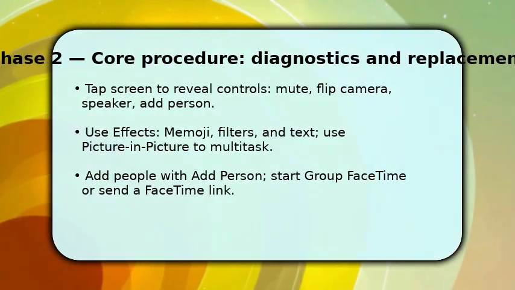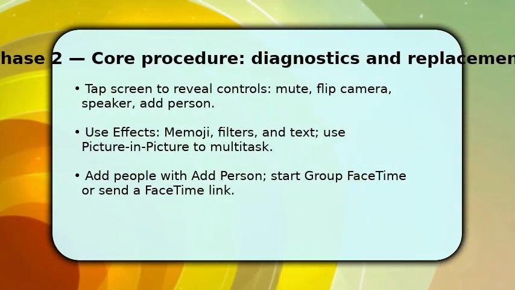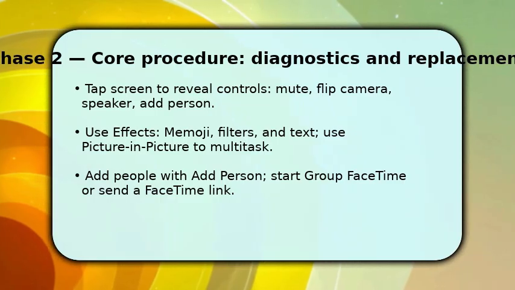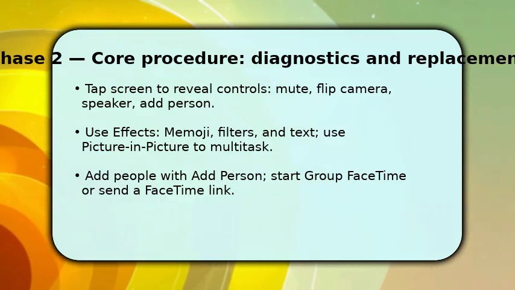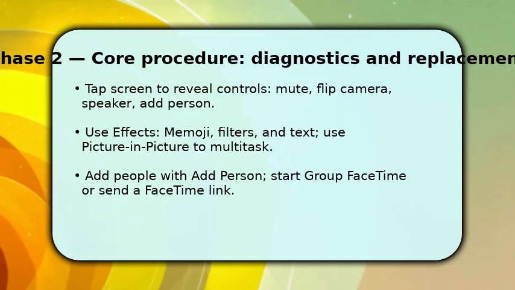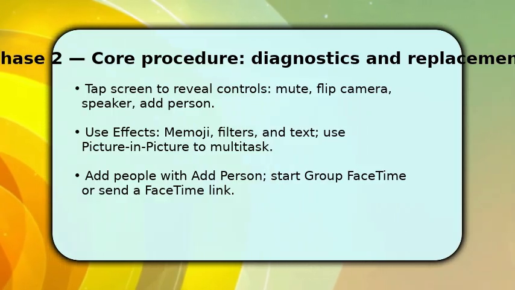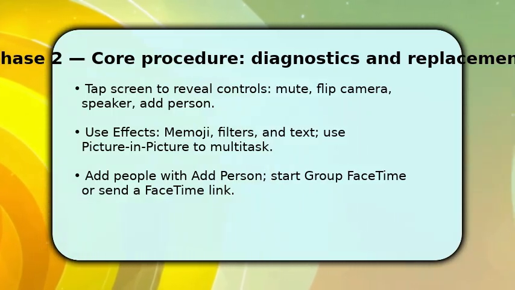Once the call connects, tap the screen to reveal the in-call controls. You'll see mute, flip camera, speaker, and add person. If you want to personalize the call, tap effects to use memoji, filters, or stickers. These run locally to preserve privacy.